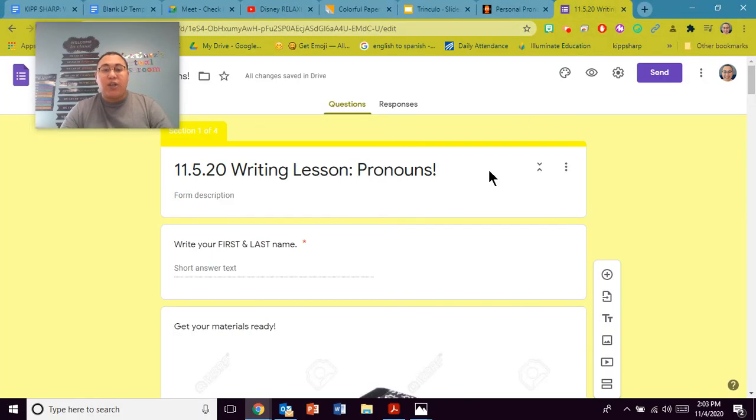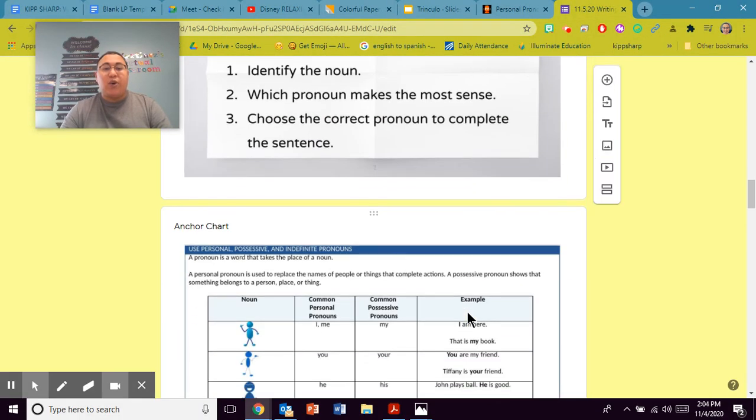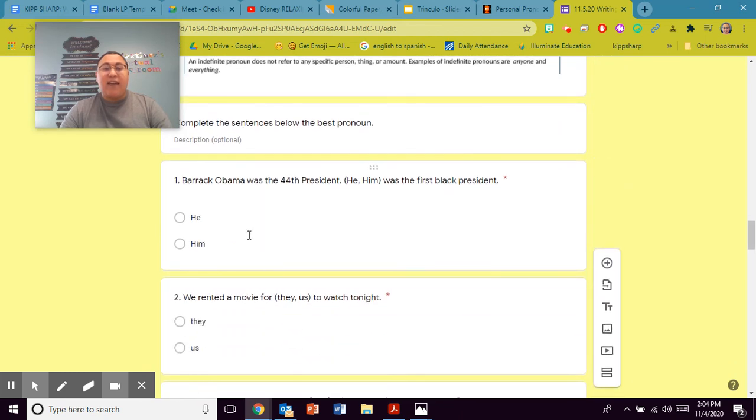So here's what you're going to do in the next section. You're going to read the sentence and figure out which pronoun completes the sentence. So look at number 1 says, Barack Obama was the 44th president. He, him was the first Black president. Which pronoun makes the most sense in completing the sentence?